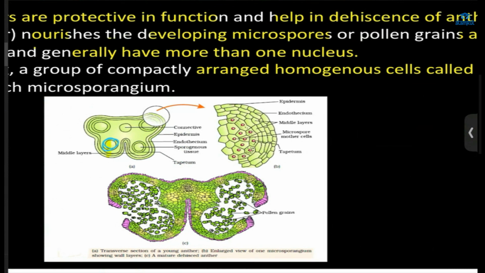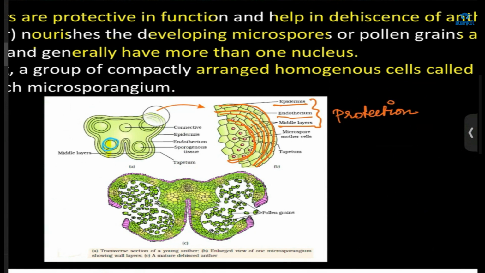What are the layers? This is the epidermis layer, then we have the endothecium, then the middle layer. Then we have the tapetum, the innermost layer. These three outer layers are for protection.